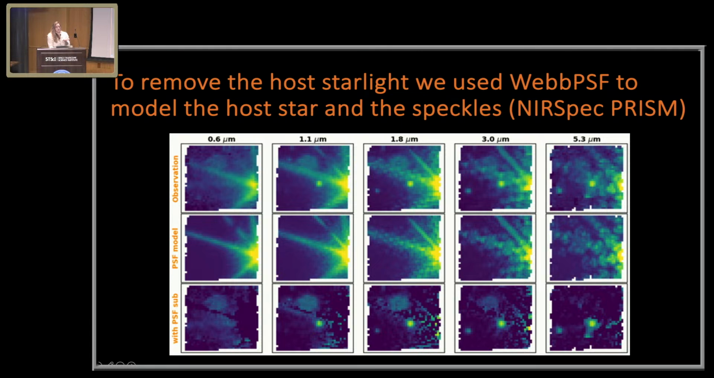If you look in the bottom panel, though, there is some weird little circle there that is not real. That is from saturating the NIRSpec IFU, which high contrast people will do a lot.